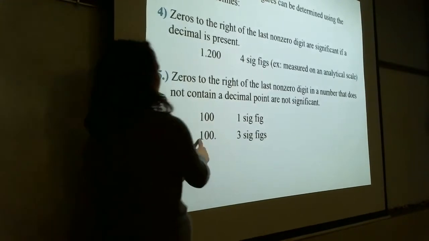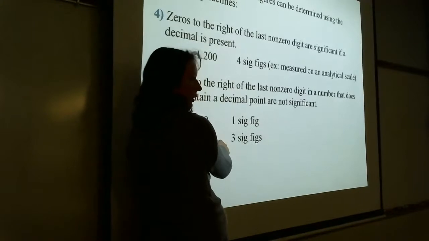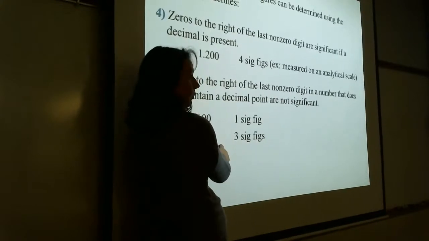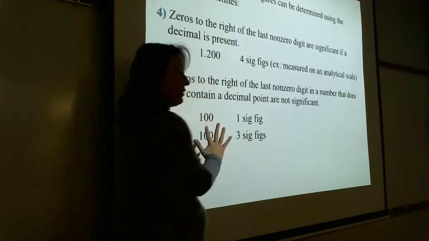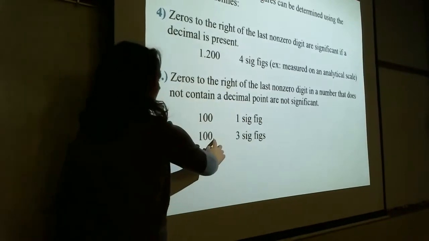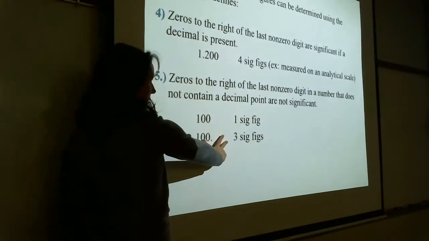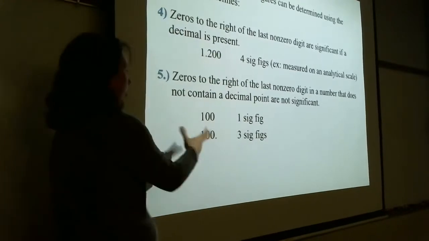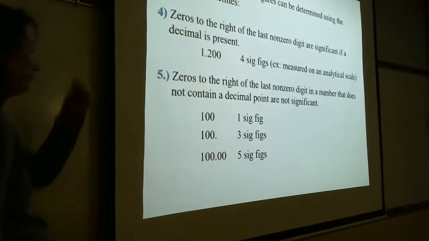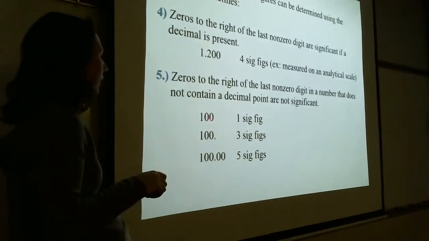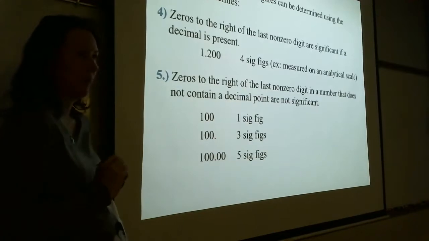And what if it was 100.00? Would those zeros after the decimal place be significant? Yes, they would. Okay, so if it was 100.00, we'd have five sig figs. The decimal determines whether or not zeros to the right count. Zeros to the left, never count. Oh, I have one in there. Look at that. Okay, do we see the difference between these three measurements and the accuracy of them?